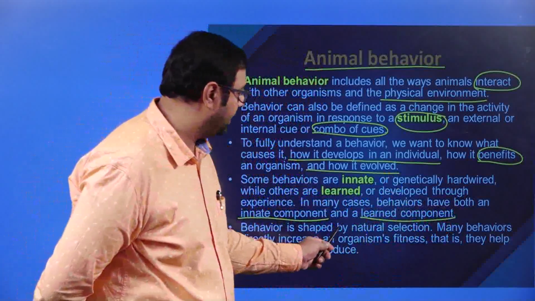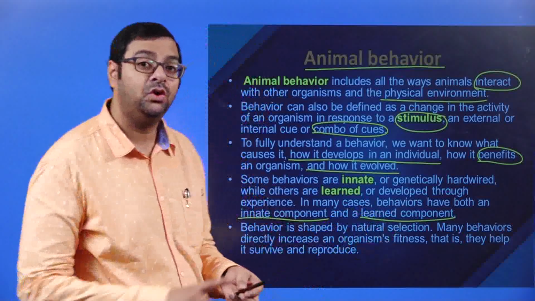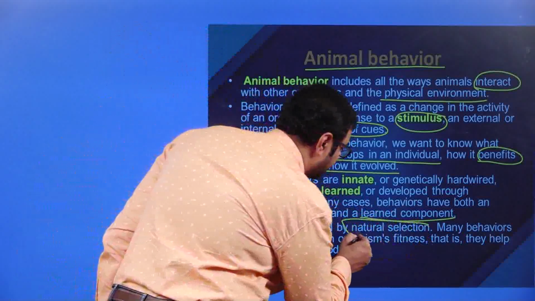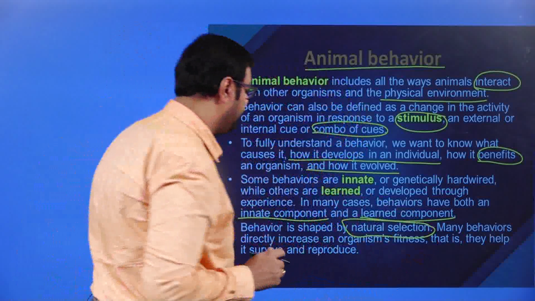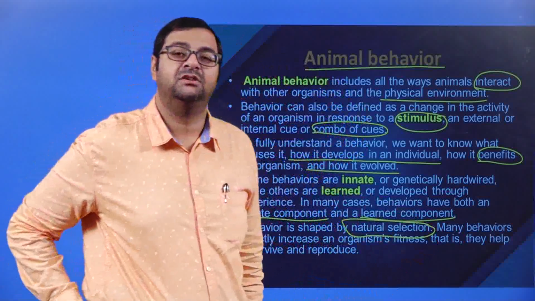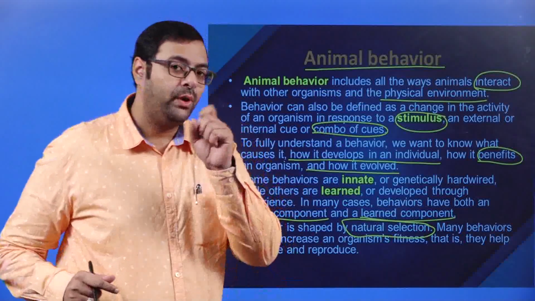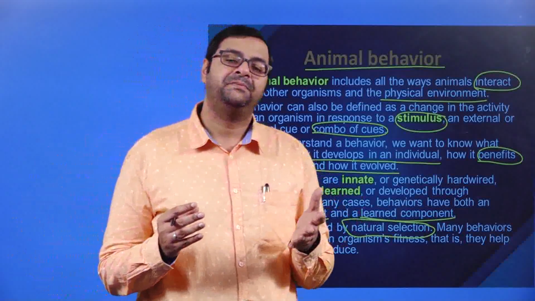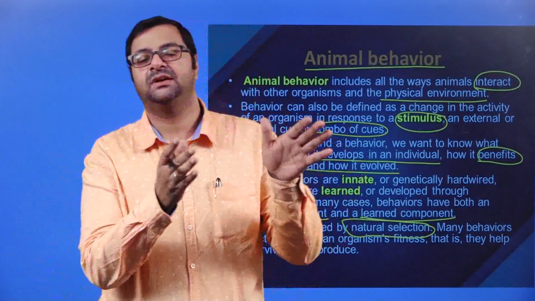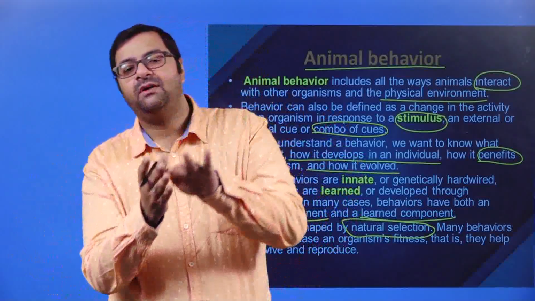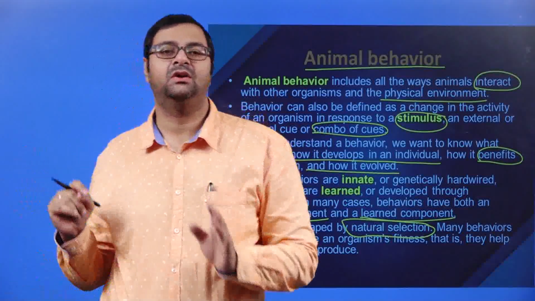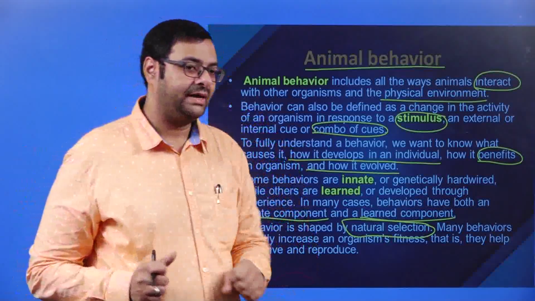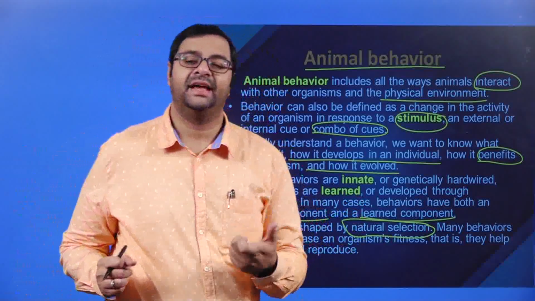Okay, now behavior is shaped by natural selection. So here we can come back to the snake example again. Behavior is shaped by natural selection. So when I say natural selection, that means the snakes selected or evolved themselves into crawling on the ground rather than walking on the legs. Okay, so that is basically what is natural selection.